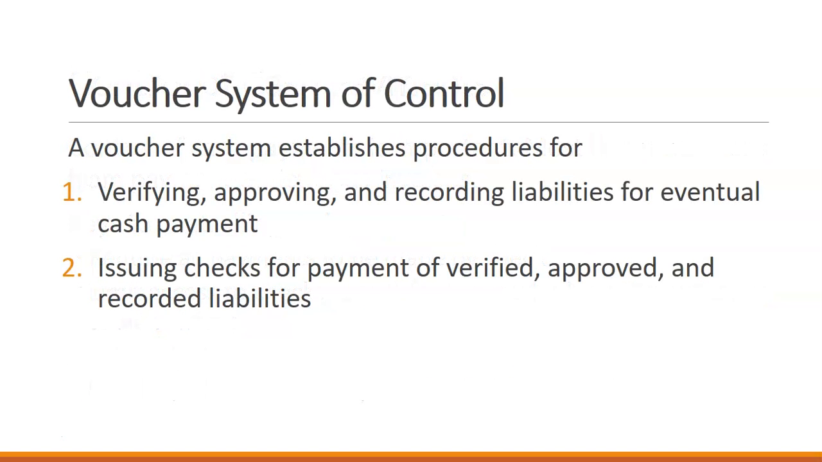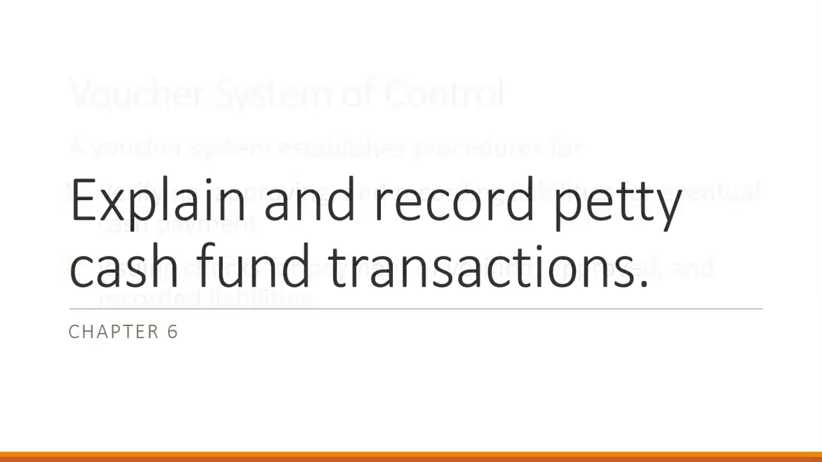A voucher system helps us to establish procedures for verifying, approving, and recording liabilities for eventual cash payment, and then additionally issuing the checks for those payments. So in a voucher system, we receive an invoice when we purchase inventory or supplies or other things that we would eventually have to make payments for. And then we would pay and issue checks against those.